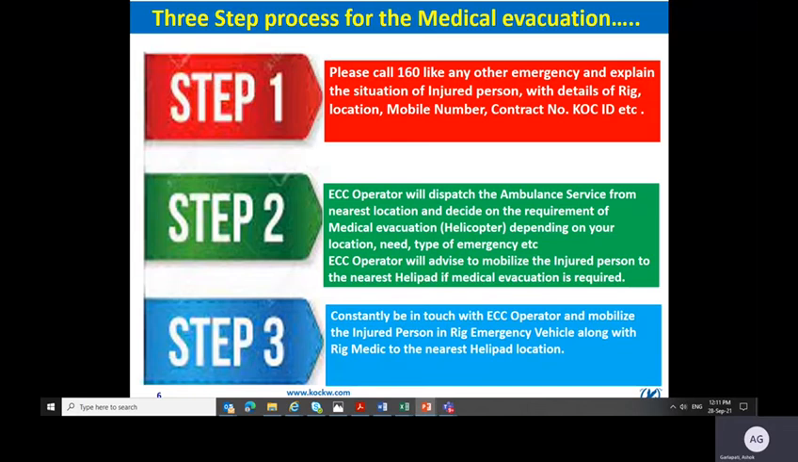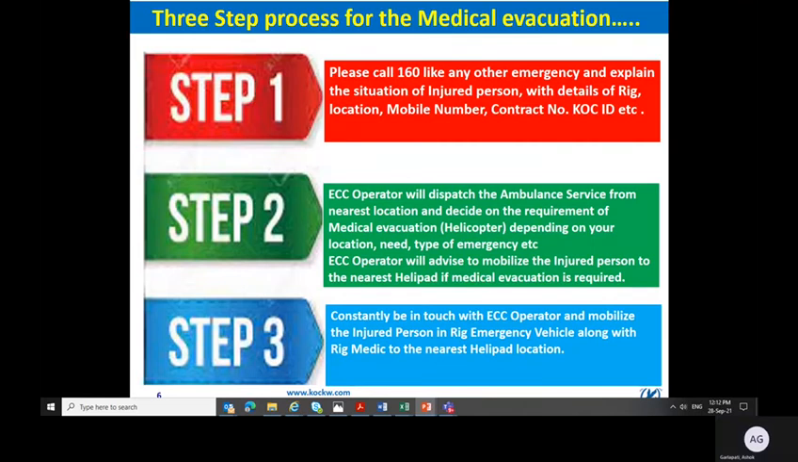As step 2, the ECC operator of 160 will dispatch the ambulance service from the nearest location and decide on the requirement of medical evacuation through helicopter depending on your location, need, type of emergency, etc. The ECC operator will advise you further to mobilize the injured person to the nearest helipad if medical evacuation is required. As step 3, which is a very important step, you need to be constantly in touch with the ECC 160 operator and mobilize the injured person in the rig emergency vehicle along with the rig medic to the nearest helipad location.